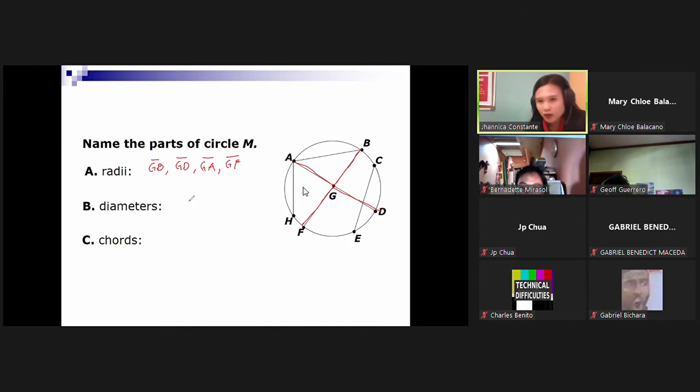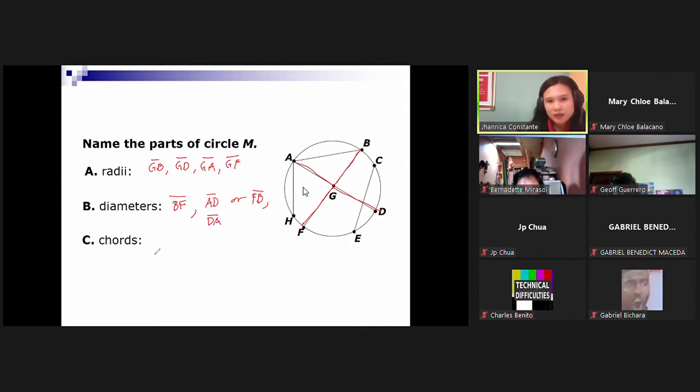For the diameters, we only have two diameters. In naming diameters, you name them by their endpoints. You have line segment BF and line segment AD. Or you can name them as line segment FB and line segment DA. It's just the same. So those are the diameters that we can have in the circle.